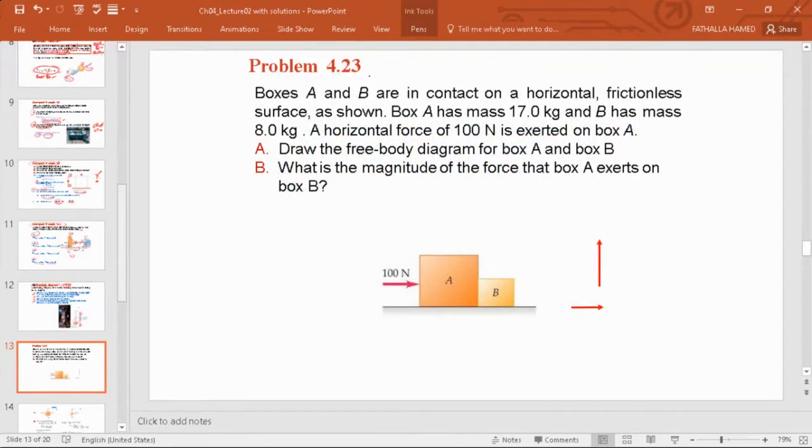Let's take an example here that may help us and do some of these problems. Boxes A and B are in contact on a horizontal frictionless surface as shown. Box A has mass 17 kg, box B has 8.0 kg. A horizontal force of 100 newtons is exerted on box A. Draw the free body diagram for box A and box B. So you're looking at each object separately. What is the magnitude of the force that box A exerts on box B?